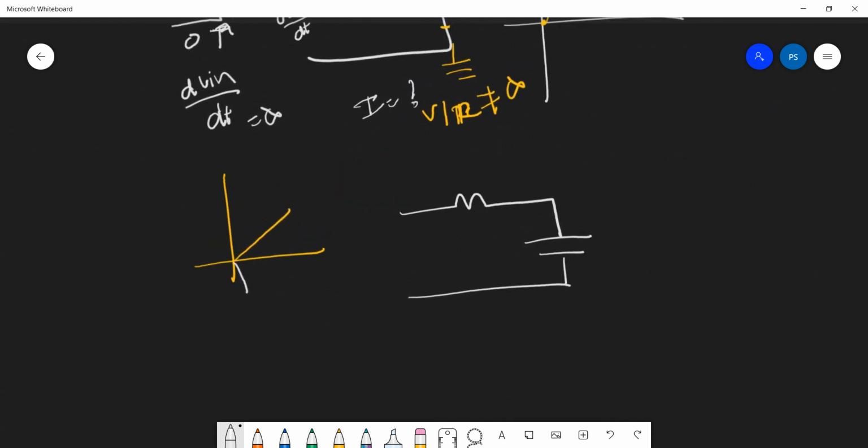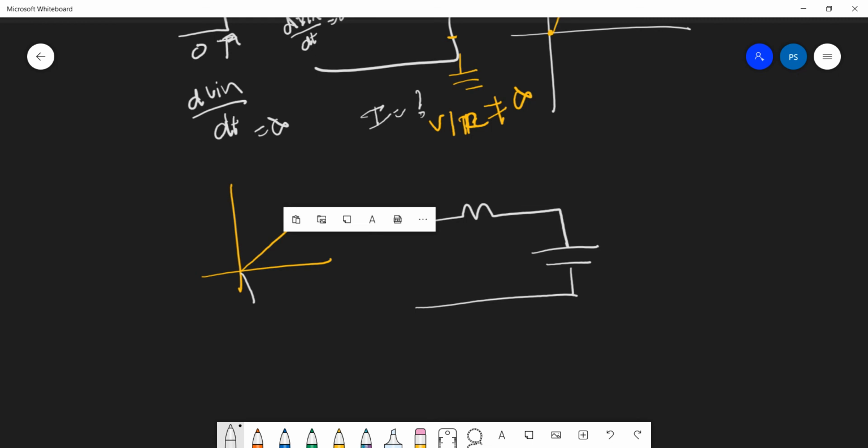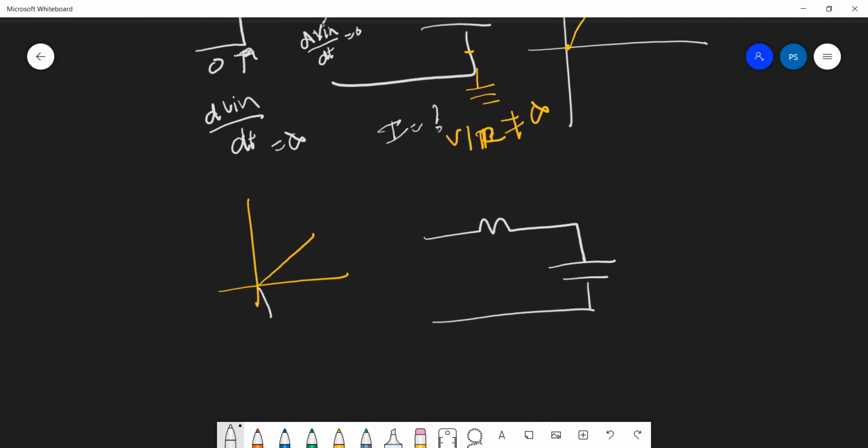Okay, at t equal to, let's say, a very, very long time, somewhere here. Okay, fine. So if I differentiate this at a very long time, is it finite or is it zero?